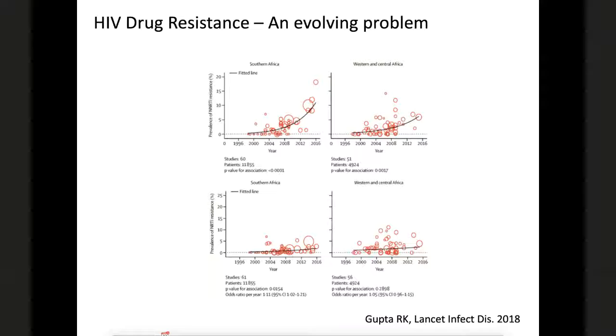I don't think it's the case that we should be too reassured that the NRTI resistance isn't going to become an increasing problem.